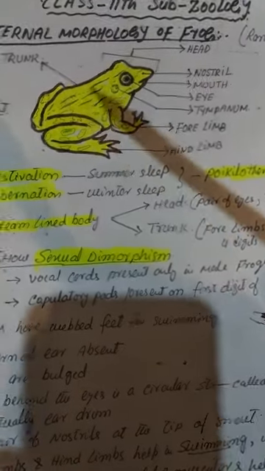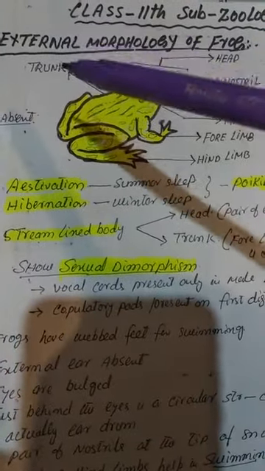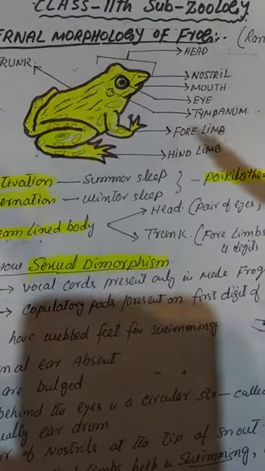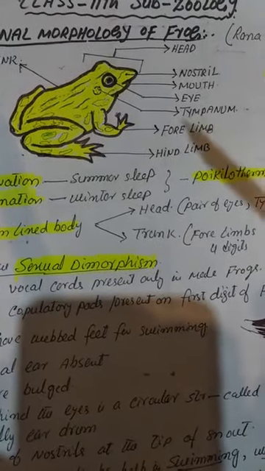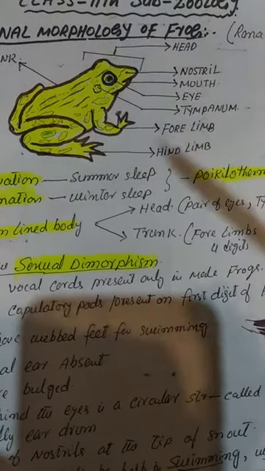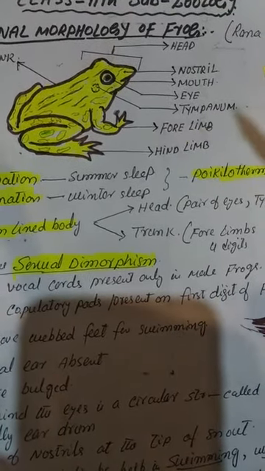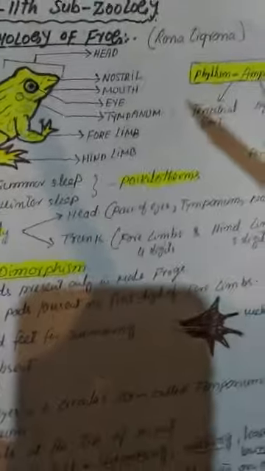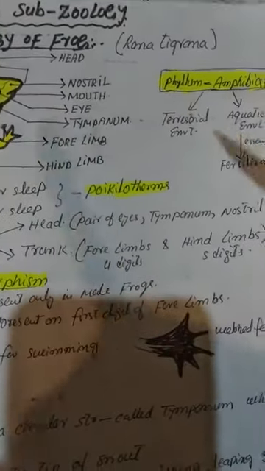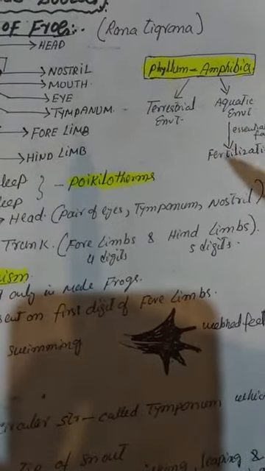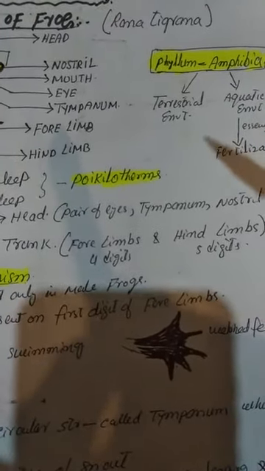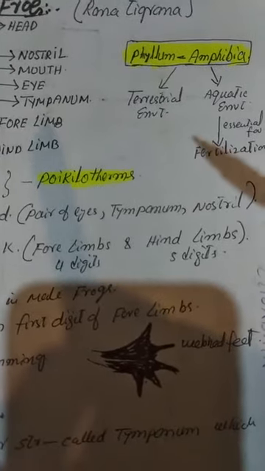My today's topic is the external morphology of frog. Here we are going to study the very common species of frog found in India, that is Rana tigrina. Now this animal is grouped under the phylum Amphibia, and you already know about the various characteristics of amphibia.